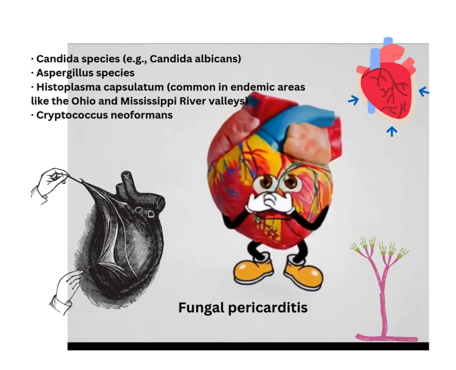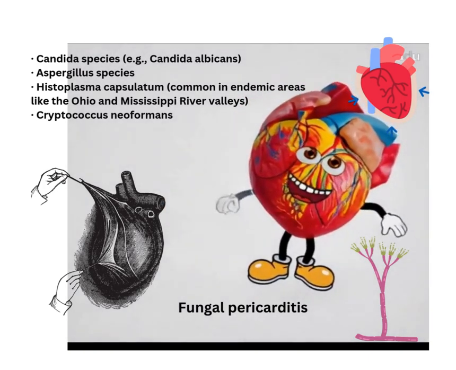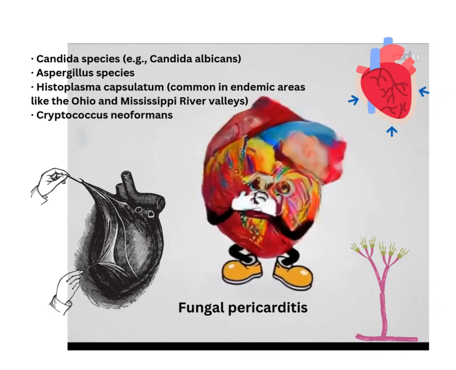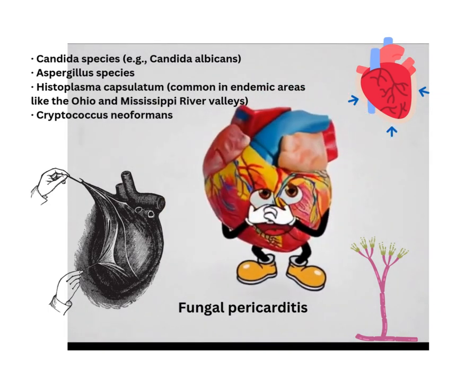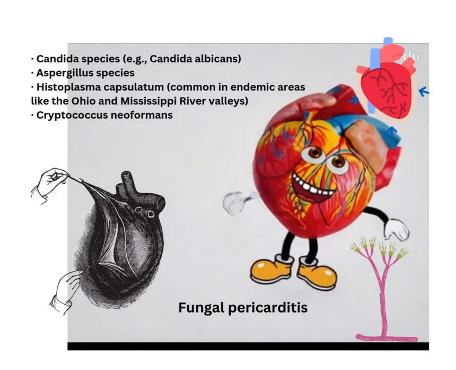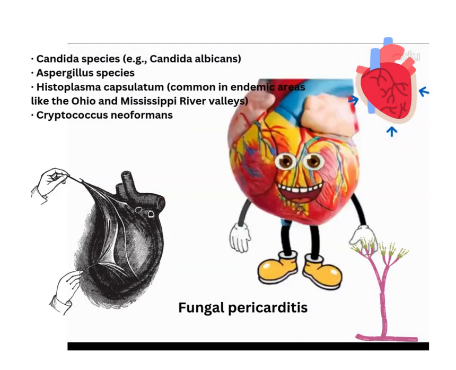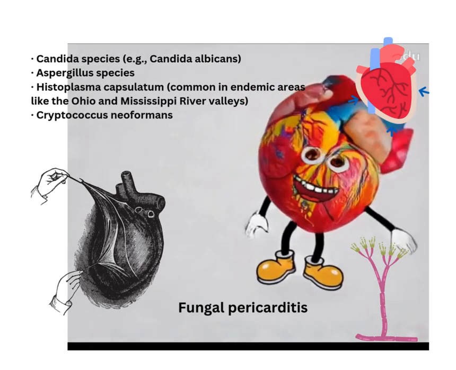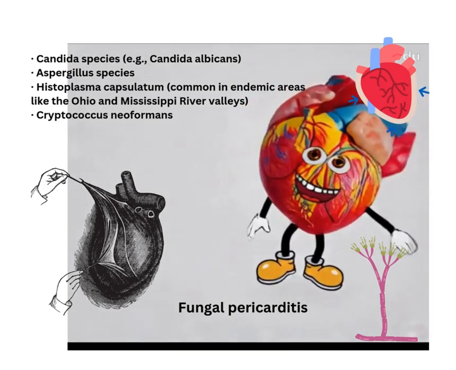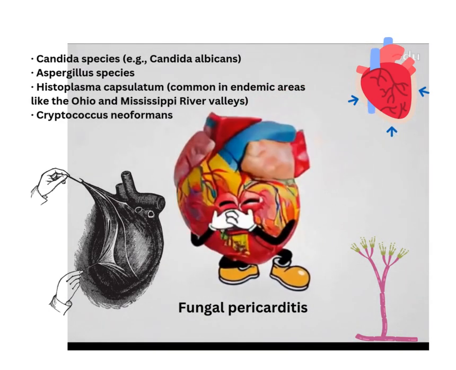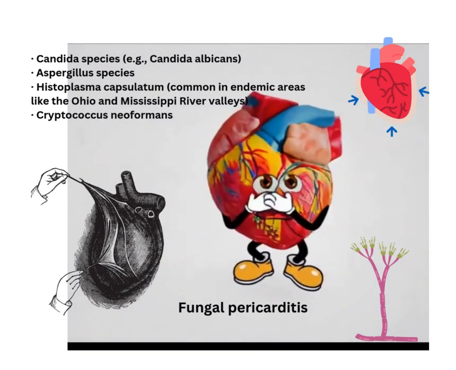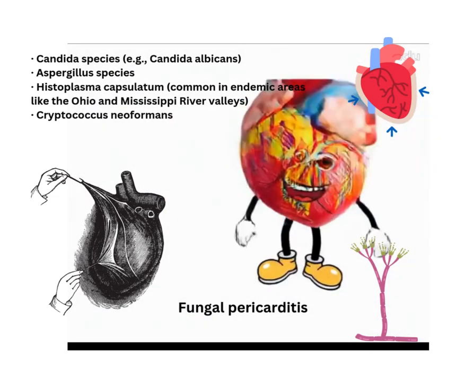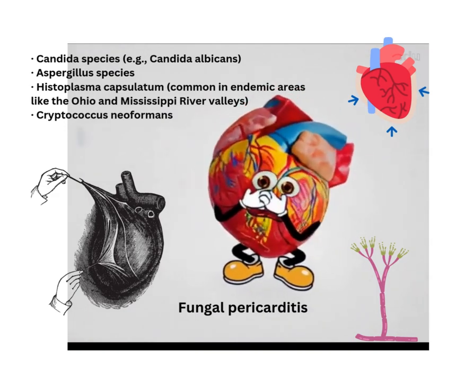Fungal pericarditis is a rare but serious condition where the pericardium, the protective sac around the heart, becomes inflamed due to a fungal infection. It typically occurs in individuals with weakened immune systems, such as those with HIV, AIDS, cancer, or those on immunosuppressive therapy. Common fungal pathogens include Candida species, e.g., Candida albicans, Aspergillus species, Histoplasma capsulatum, common in endemic areas like the Ohio and Mississippi River valleys, and Cryptococcus neoformans.